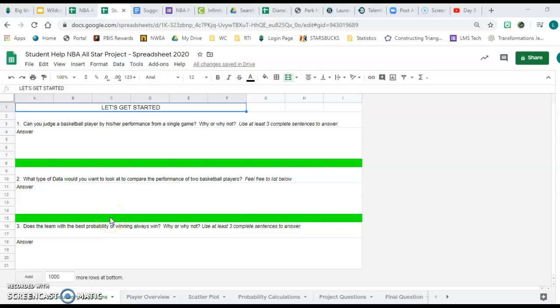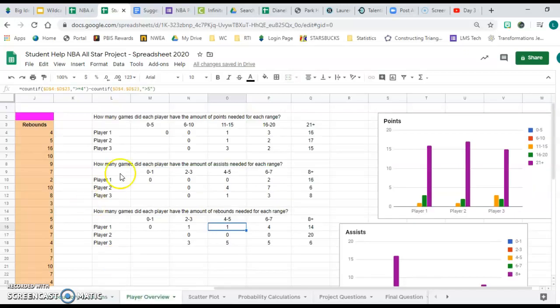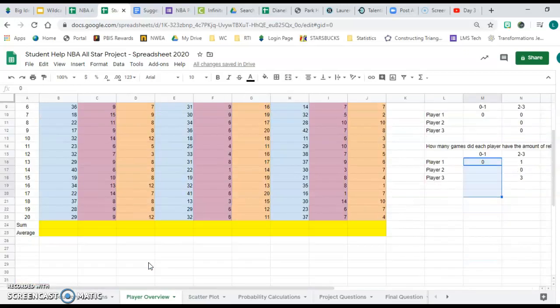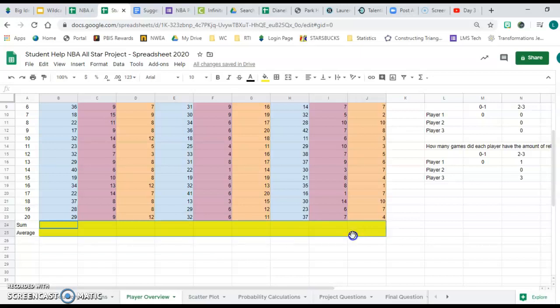All right, it's day 3 of our NBA project, and by now we have our intro questions done. Just because mine are not does not mean that yours are supposed to. I just didn't want to give any answers away. So yours should be completed. Our player overview should also be completed, so all of these need to be filled out, plus everything in yellow down here.